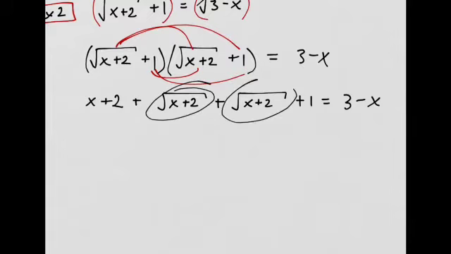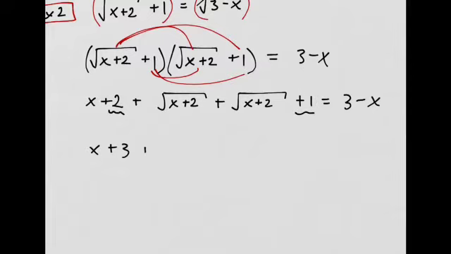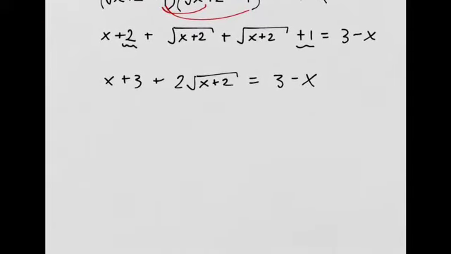We have 2 of these. They are like terms, so I just have x plus 3. Look, I'm combining like terms now. X plus 3 plus, and then I have 2 of these, and I'm adding them, so that's 2 times the square root of x plus 2. Great. Equals 3 minus x. Now we have to treat this like an original problem. We just got to start it all over again. Let's see what happens.